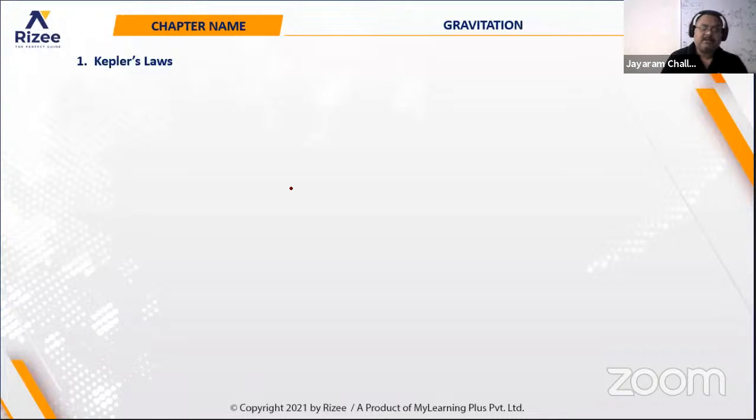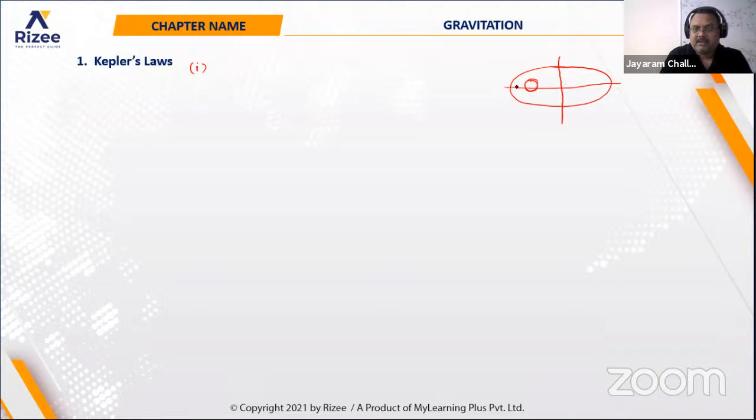Coming to Kepler's laws, there are three laws. You people know that. What is Kepler's first law? The planets revolve round the sun in an elliptical orbit with the sun at one of its foci. They move in an elliptical orbit like this, with the sun at one of its foci. This is your minor axis, and this will be your major axis. This is one of the foci over here.